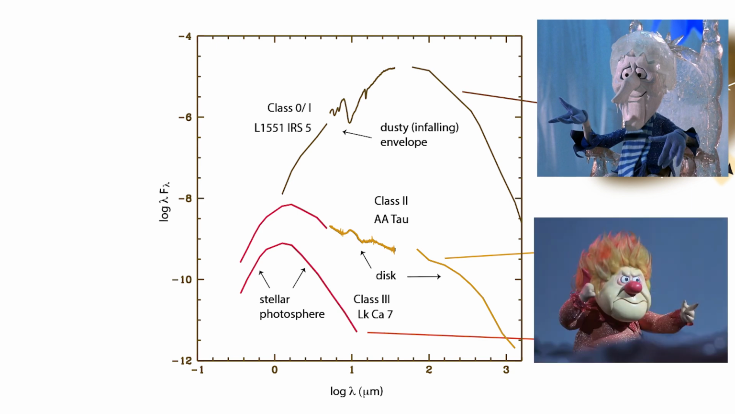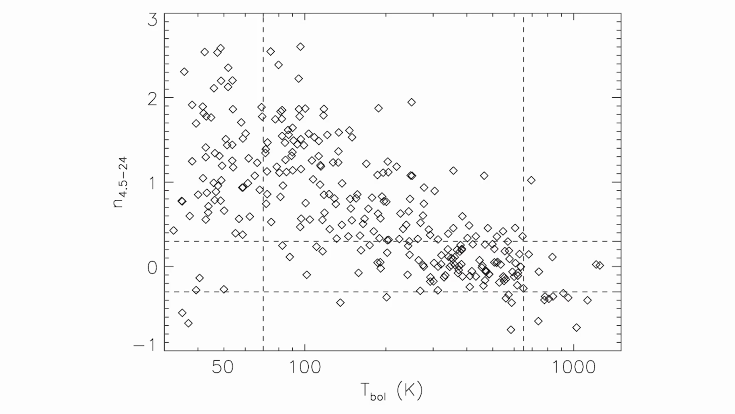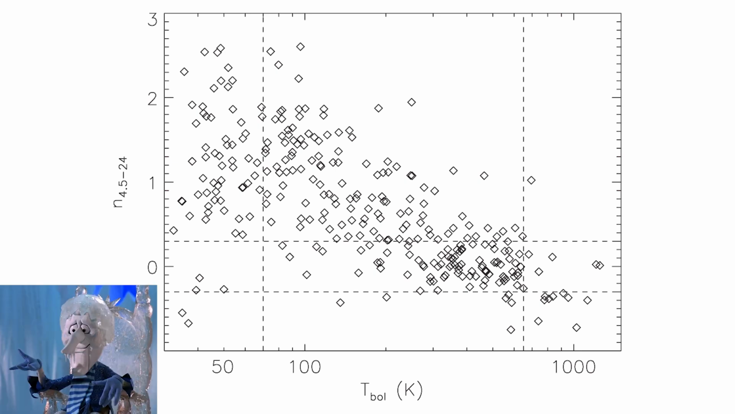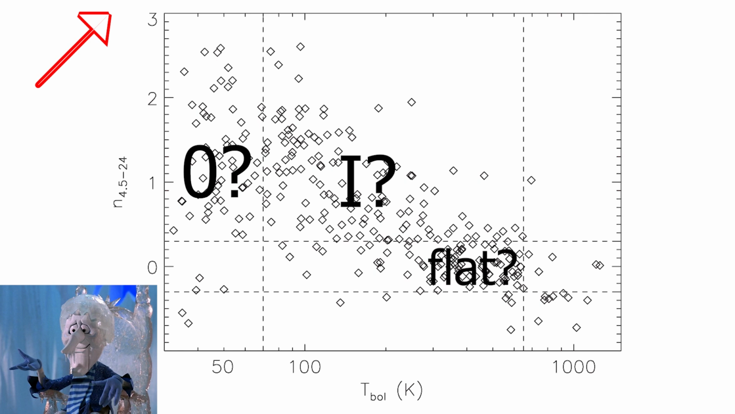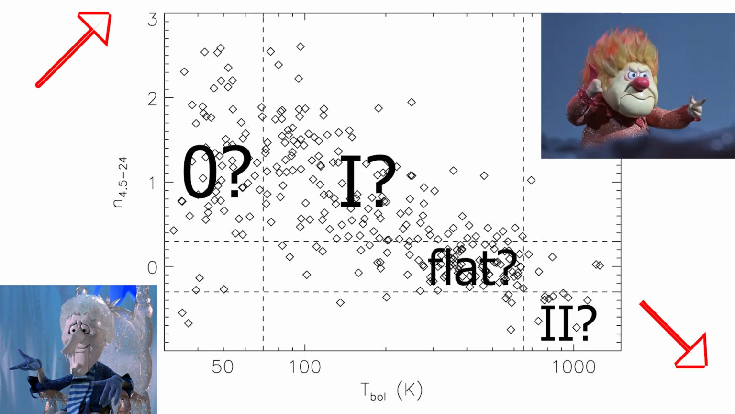Knowing these two parameters, we, as the researchers did, can make estimates for the classes simply by plotting and drawing some lines. For example, in this plot, you can generally assume that a Class 0 object would be cold and would have a very positive spectral index. Something closer to Class 1 might be warmer, but still has a positive index. A flat spectrum source is defined as having a flat spectral index, so it would be close to 0. And a Class 2 source would be hot and would have a negative index.